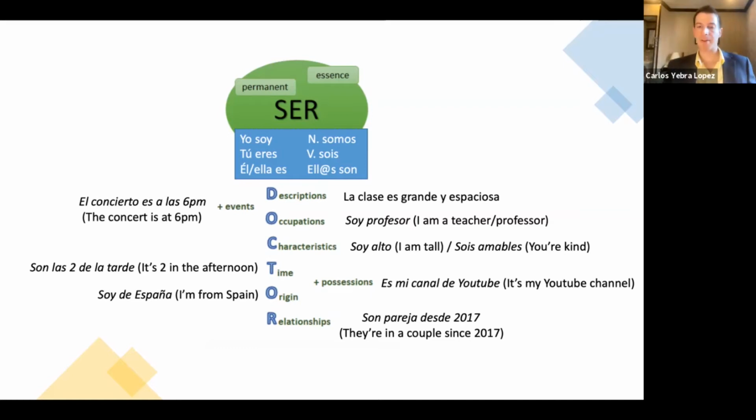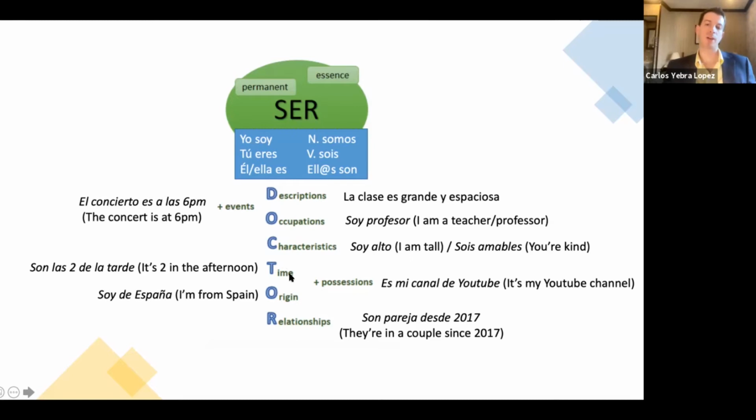yo. Characteristics. If you're trying to define the characteristics of something or someone, you will use the verb ser. So you would say soy alto if you're trying to say I am tall, or sois amables if you're trying to say you're kind in the second person plural. You plural, vosotros or vosotras, sois amables. Again, we omit the personal subject, vosotros or vosotras, because we already know that by virtue of sois, we're already talking necessarily about the second person plural.